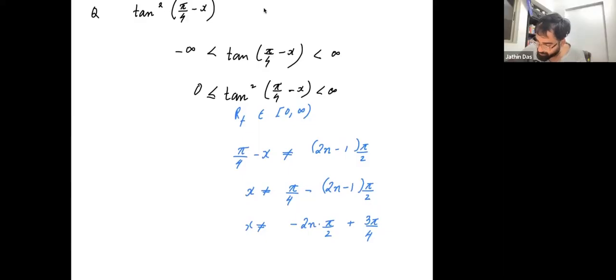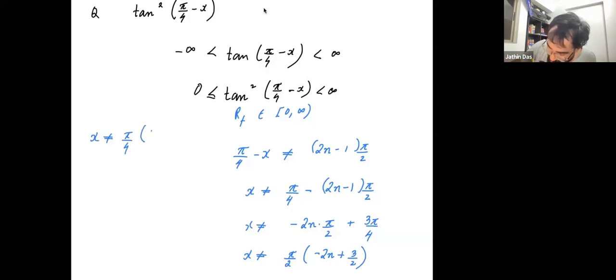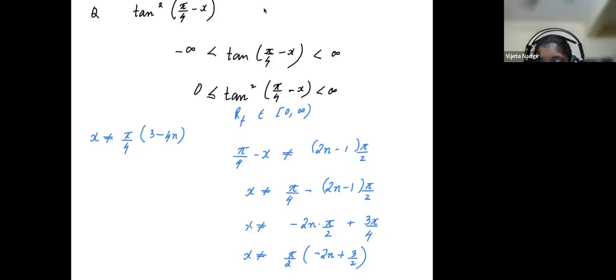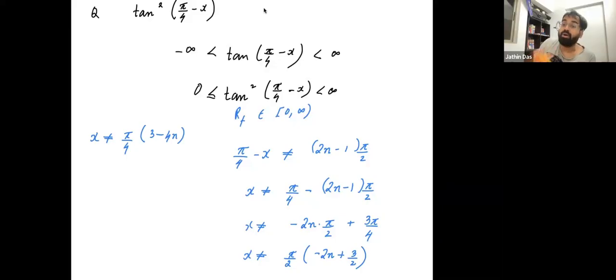So what can I take common? x cannot be equal to pi by 2 common, minus 2n plus 3 by 2. Okay, so x cannot be equal to, if I take LCM, pi by 4 into 3 minus 4n. Understanding what I did? Just calculations only. So these values of x cannot be taken. So the domain will be this.